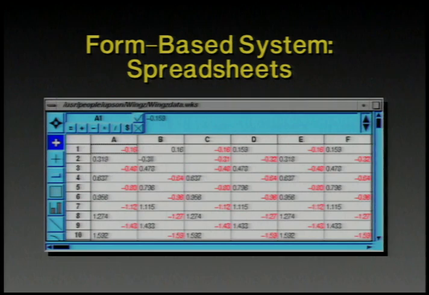The third system is a form-based system. And probably the best example of that is our spreadsheets, which are probably the widest used application on all computers. And again, it's a two-dimensional language. In this case, it's a two-dimensional array of cells, and one performs arithmetic on cells, performs calculations on cells. And this is a simple example of a spreadsheet.